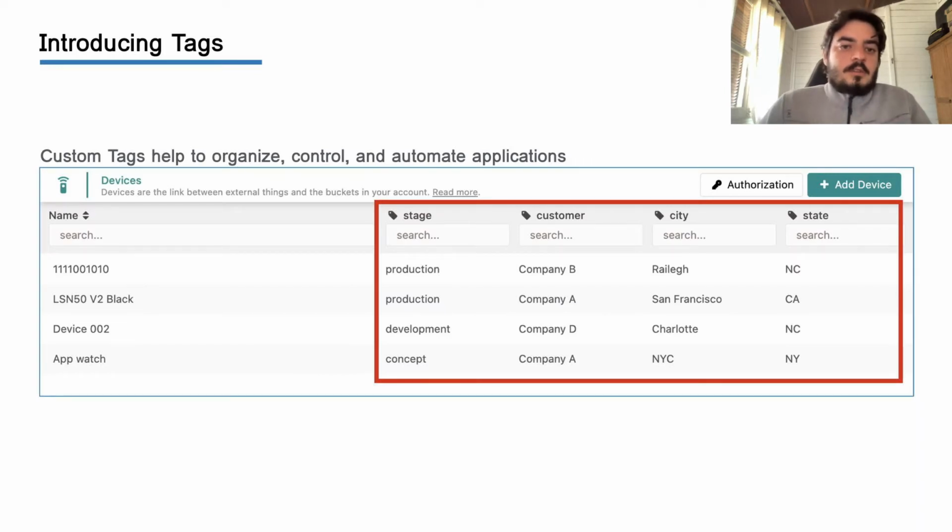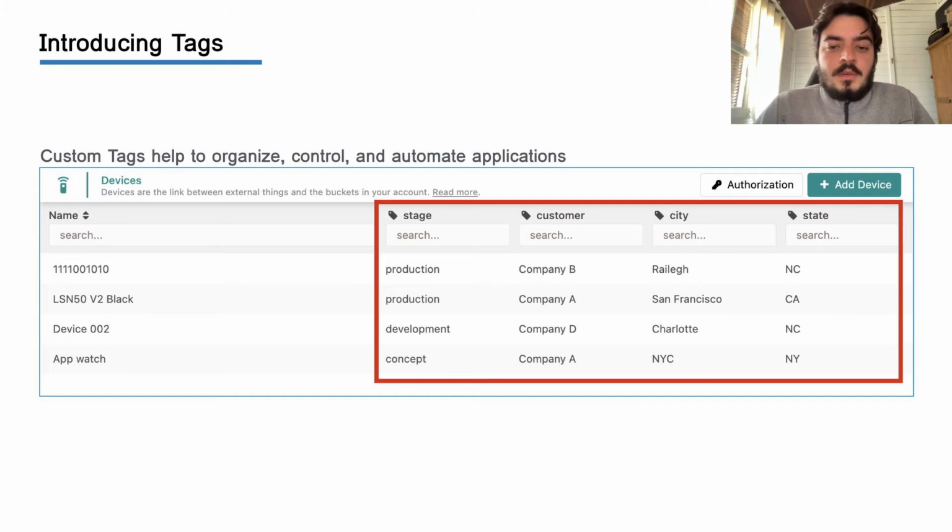Okay, so this is how it looks on TagoIO. You have the device section there. You can see that we have four devices. We have multiple tags assigned to those devices: stage tag, customer tag, city tag, and state tag. Depending on your use case, your scenario, you may need multiple tags.